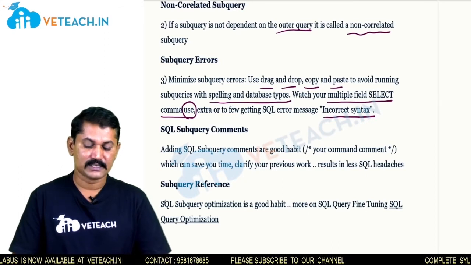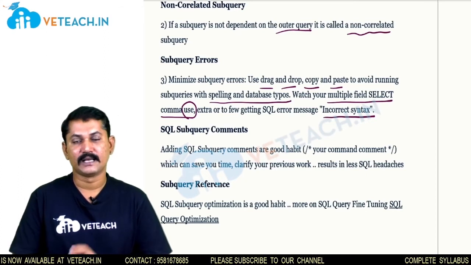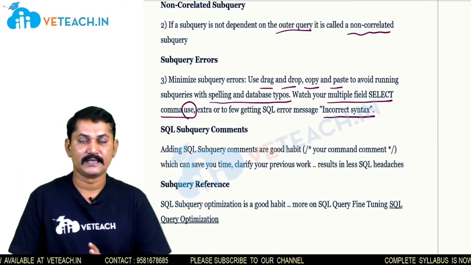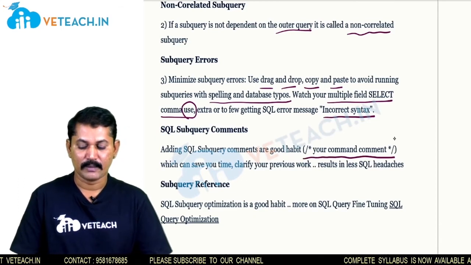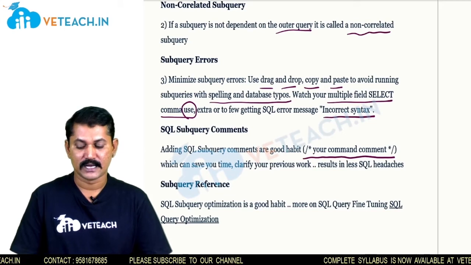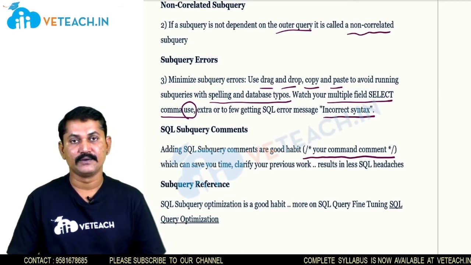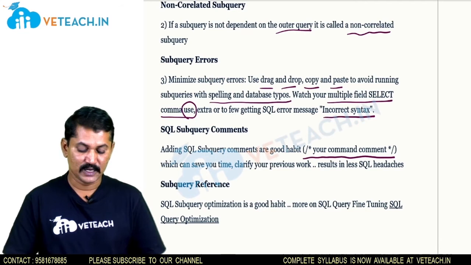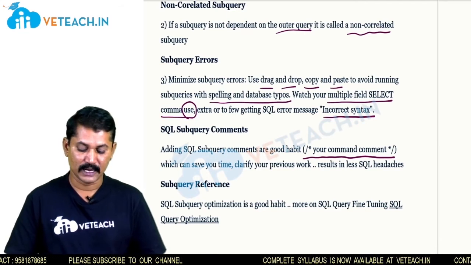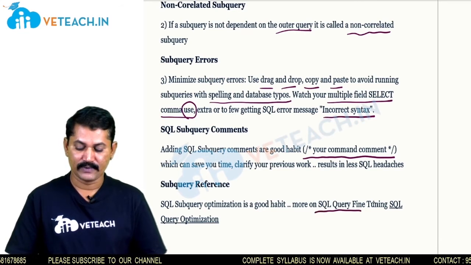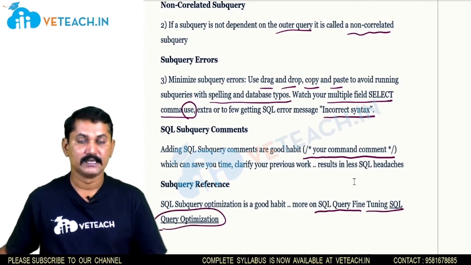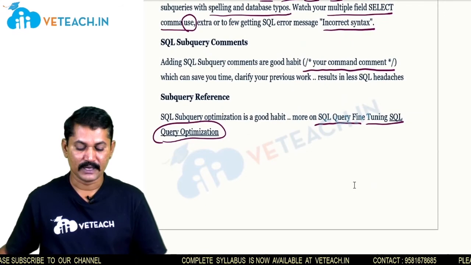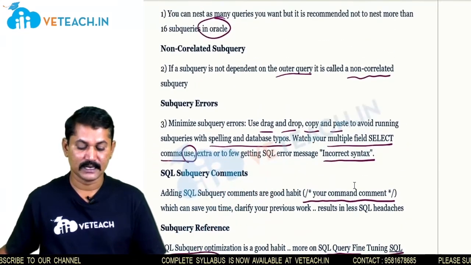What are the SQL subquery comments? That means as in other languages, here also we can write the comments like this. That means slash star your comment followed by star slash. That means how we can give the reference to the subquery. SQL subquery optimization is good. Tuning the SQL query optimization. This is the SQL subquery, how we can make the comments and references and errors.